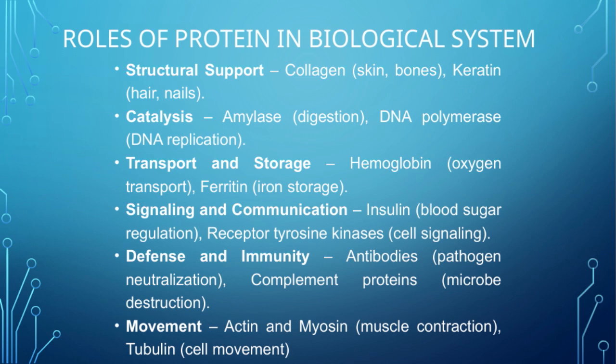In signaling and communication, insulin is a well-known hormone that regulates blood sugar levels by signaling cells to take up glucose. Receptor tyrosine kinases are involved in cell signaling pathways, helping cells respond to various stimuli and coordinate activities. These proteins enable cells to communicate effectively and respond appropriately to their environment.